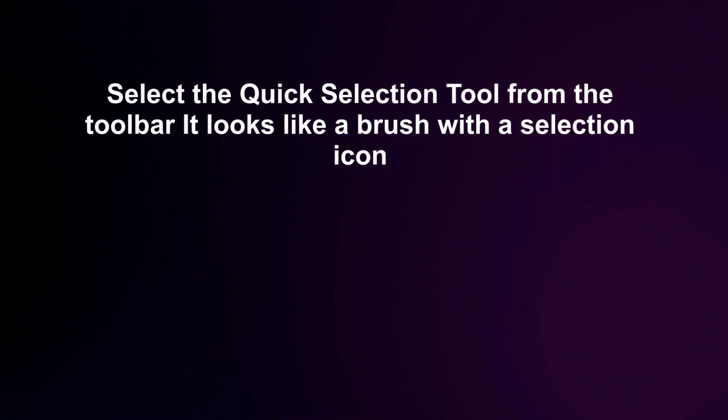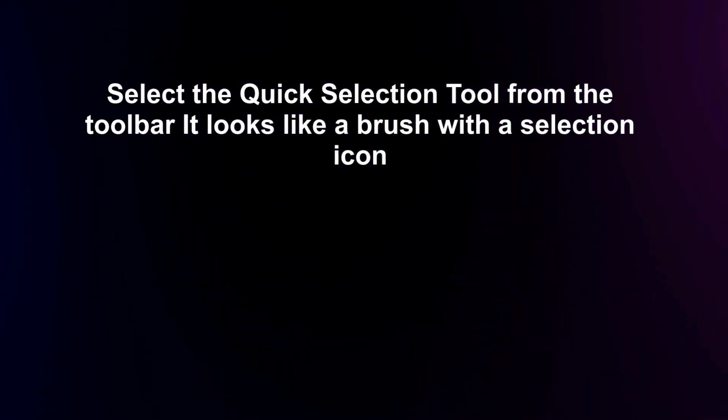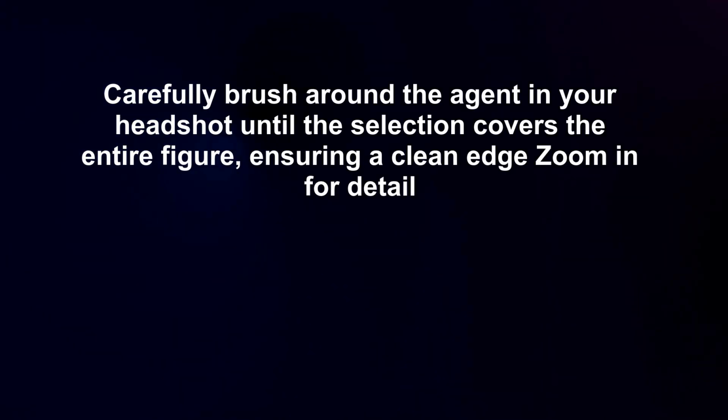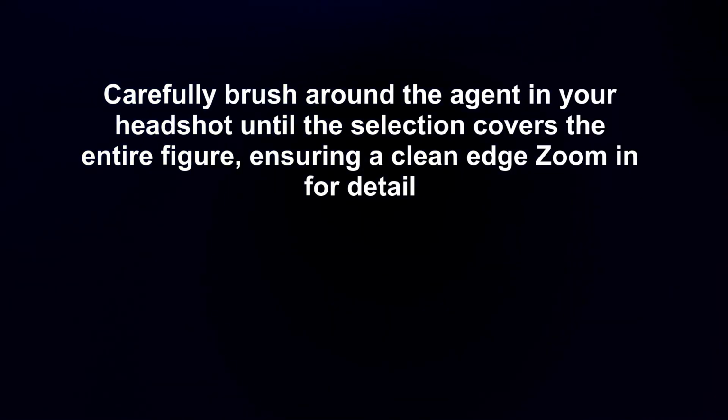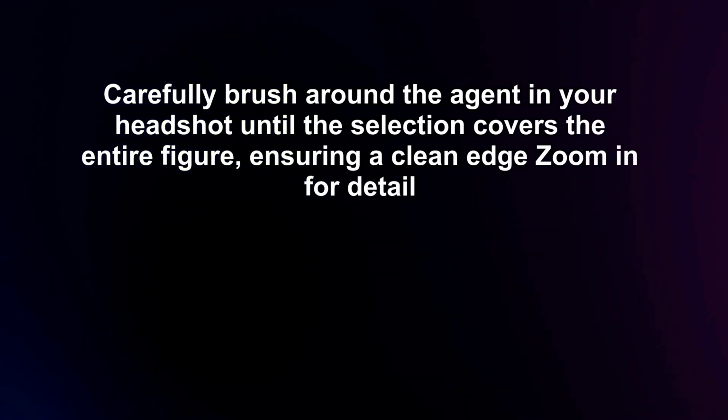Select the Quick Selection tool from the toolbar. It looks like a brush with a selection icon. Carefully brush around the agent in your headshot until the selection covers the entire figure, ensuring a clean edge.